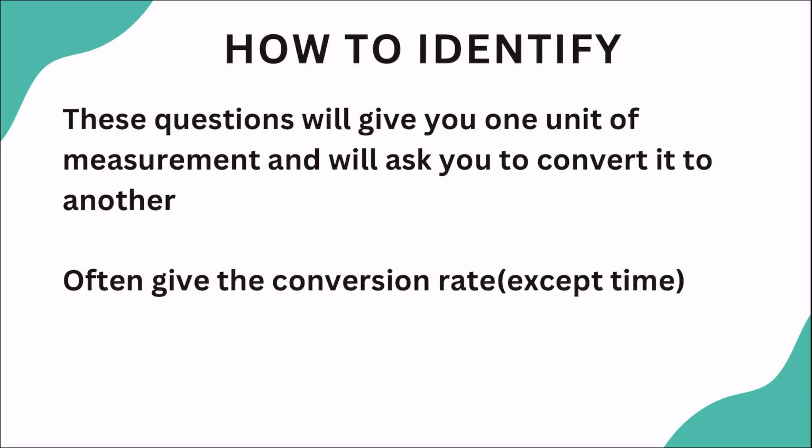So how do you identify this concept? Well, these questions will give you one unit of measurement, and they'll ask you to convert it to another. They often give you the conversion rate, except if it's time. And so you want to know that there's 60 minutes in an hour and 60 seconds in 1 minute.